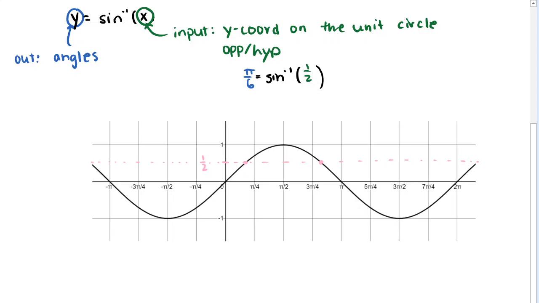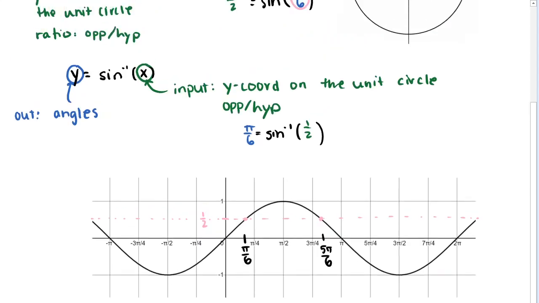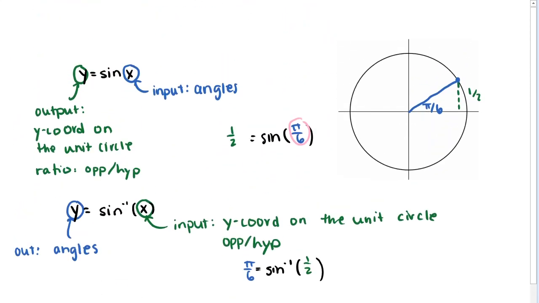Right? Any angle that's coterminal with pi over 6, and any angle that's coterminal with 5 pi over 6, right? If we look at the picture above, if we look at an angle of 5 pi over 6, we would also get the same result of an output of 1/2 from the sine function.